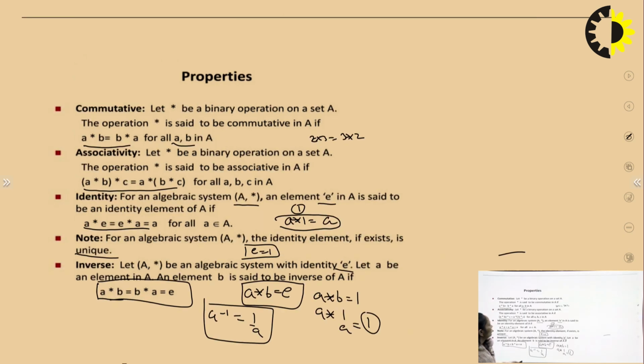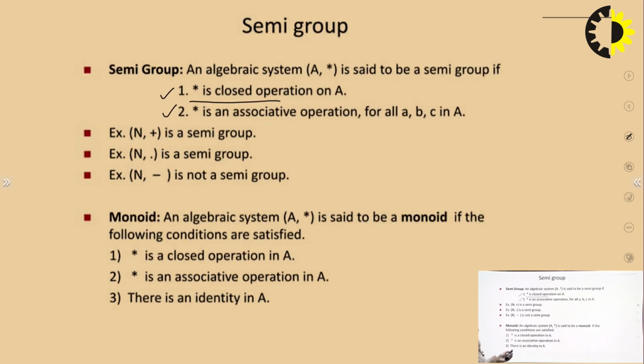As already told, what is the closed operation? If A, B belongs to set A, then A star B will also belong to A. This is called the closure property. For the semigroup, if these two properties exist, then it is called a semigroup. So the first property is: A, B belongs to A, then A star B should also belong to A. Then it is called closed under the given operation.